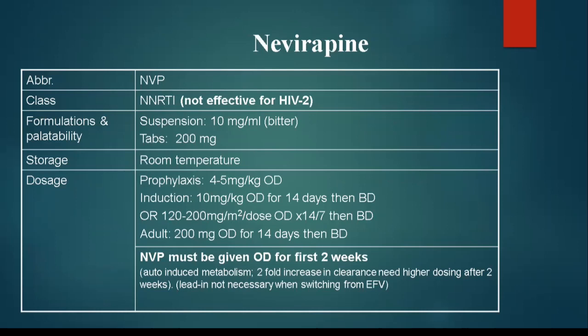For the dosage, for prophylaxis, this nevirapine can be given at 4 to 5 kg per body weight once a day. For induction, it can be given at 10 milligrams per kg body weight, OD for 14 days, then BD, or 120 to 200 milligrams OD for 14 days, then BD. But in adults, we find that it is given at 200 milligrams OD for 14 days, then BD.